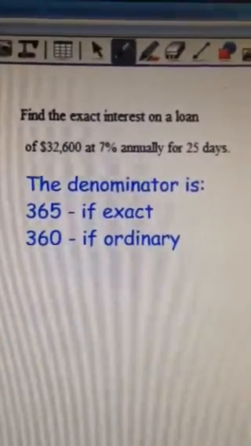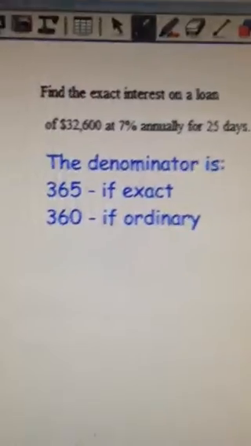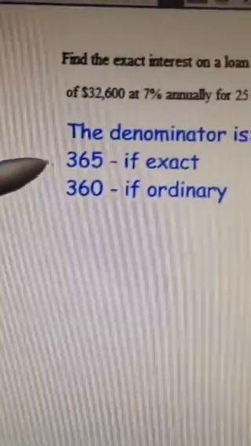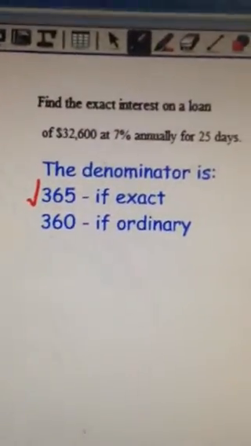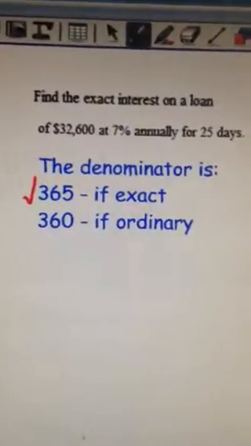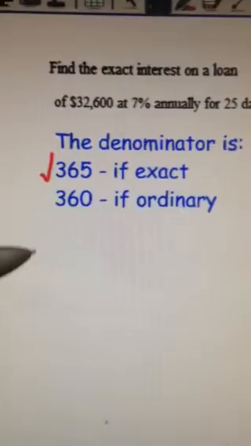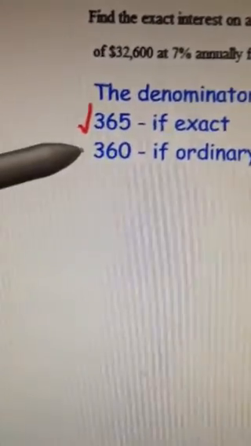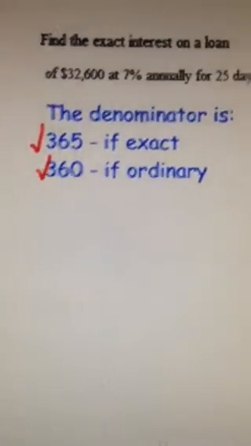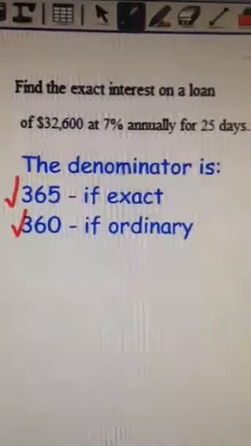If you are trying to find the exact interest, then your denominator will be the number of days over 365. For ordinary interest, the denominator will be the number of days divided by 360. Let's look at this example.